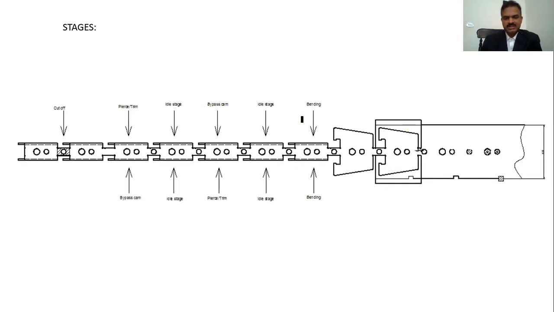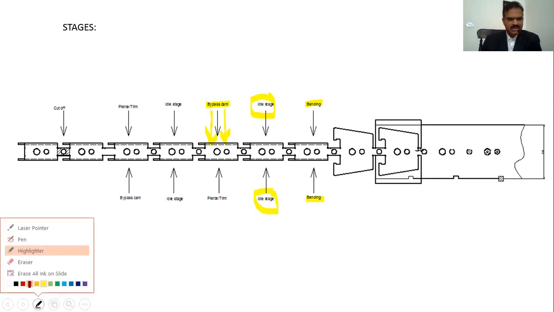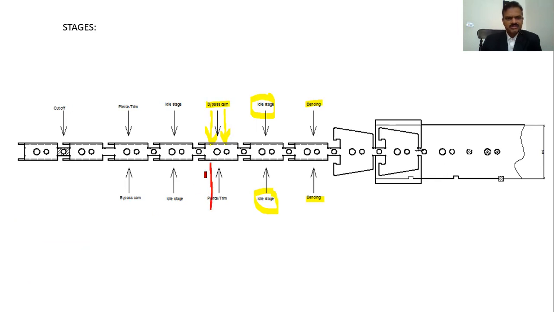Take a look at the next stage wise depiction. So you do the cutting, you bend it here, you leave an idle station for the tooling purpose, then use the bypass cam from this side, right? So you support it from this side, and I would choose a different color for cutting here. So you cut it from this side, so pierce and trim from this side.